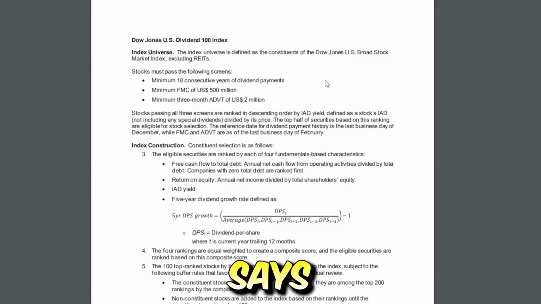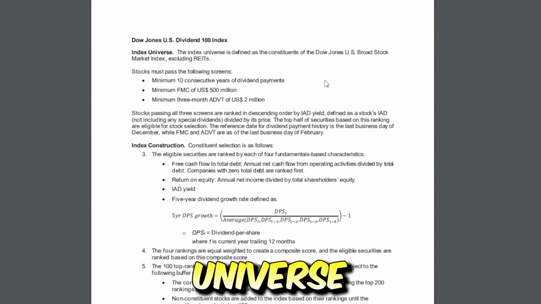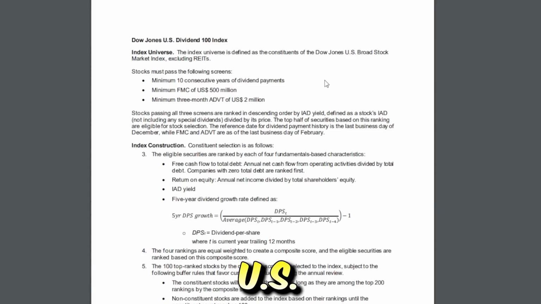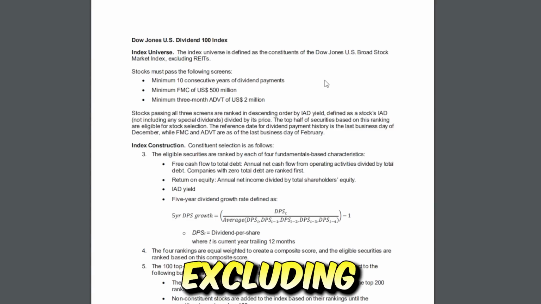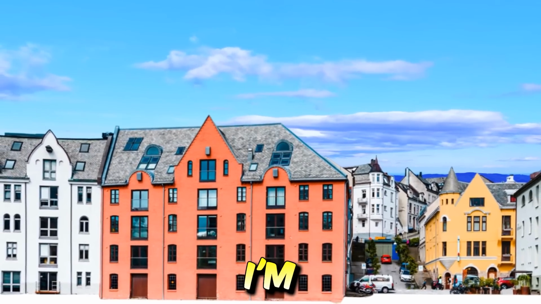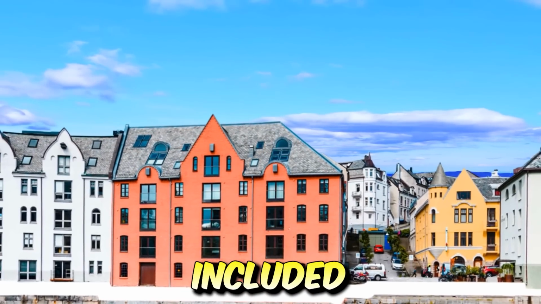So the methodology says Dow Jones US Dividend 100 Index Universe. The index universe is defined as the constituents of the Dow Jones US Broad Stock Market Index, excluding REITs. So even though REITs are great, and I'm a huge fan of REITs, they are not going to be included in this index.